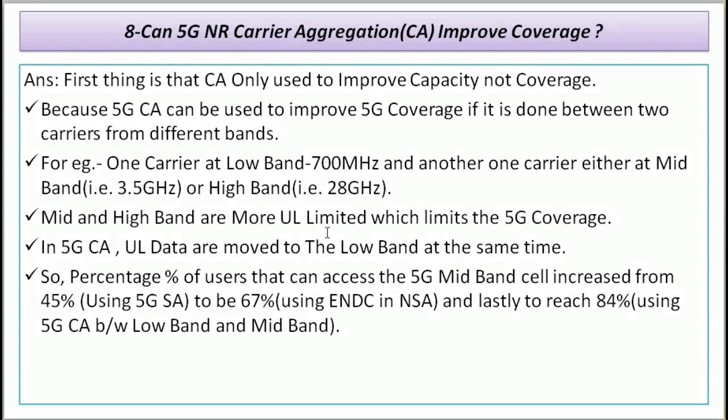For example, one carrier at the low band, the 700 megahertz band, and another carrier either at the mid band, that is 3.5 gigahertz, or the high band, that is 28 gigahertz. Mid and high bands are more uplink limited, which limits the 5G coverage. But in 5G carrier aggregation, UL data is moved to the low band at the same time, so the percentage of users that can access the 5G mid band cell increases from 45% using 5G standalone, to 67% using EN-DC in non-standalone, and lastly to 84% using 5G CA between low band and mid band.